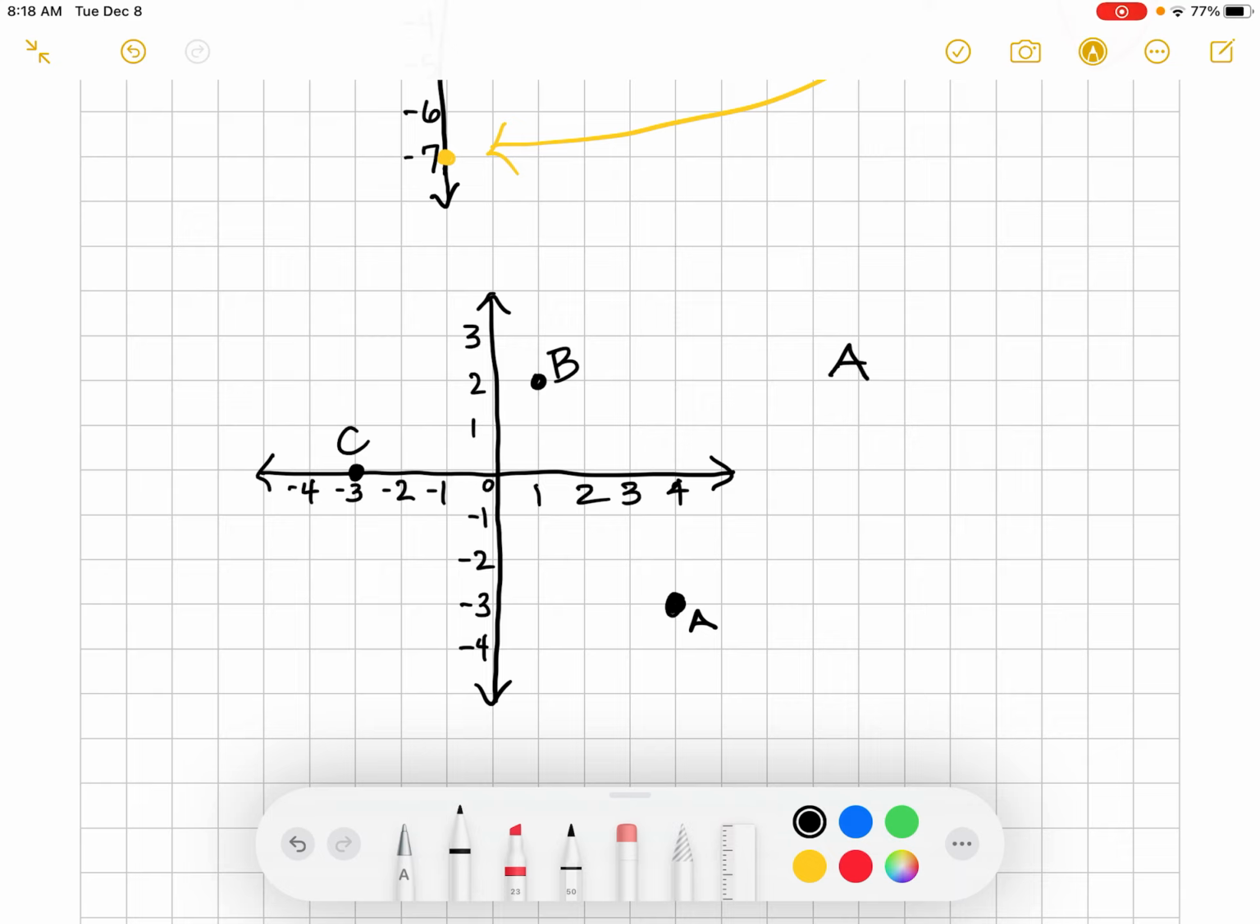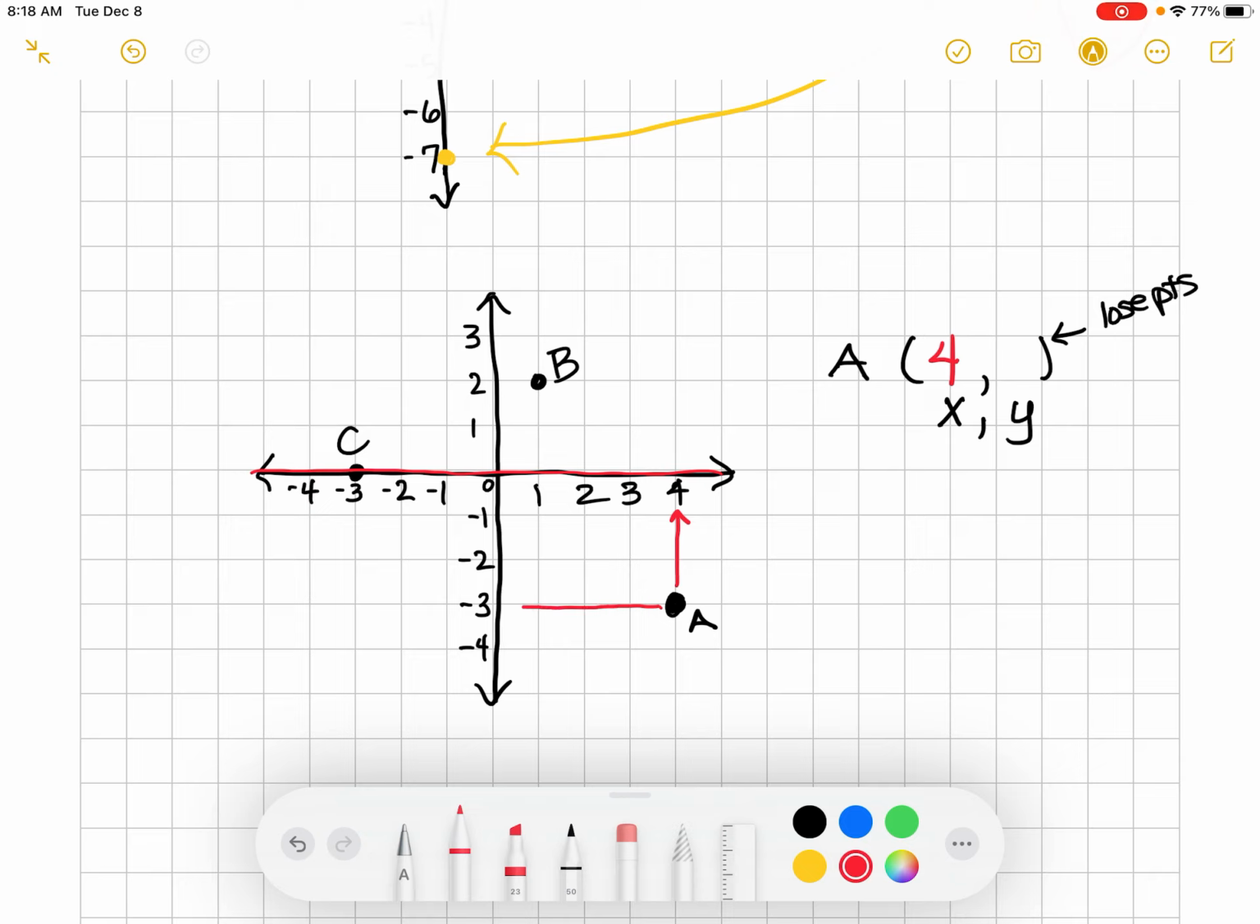Okay, so A, I'm going to make my little parentheses. They do have to have parentheses. If you leave those off, you're going to lose points for not putting those, okay? So first, you always want your X and then your Y. So I'm going to go to my X-axis here. Right, this is my X-axis. And I'm going to look at where the A is. The A is at 4. So over here, I'm going to put 4 where the X is.